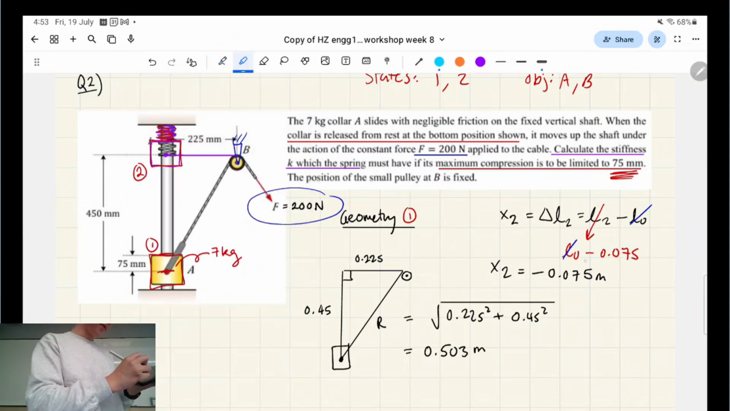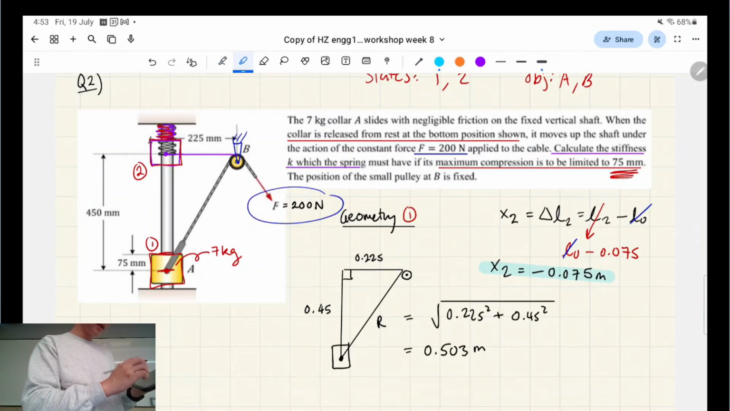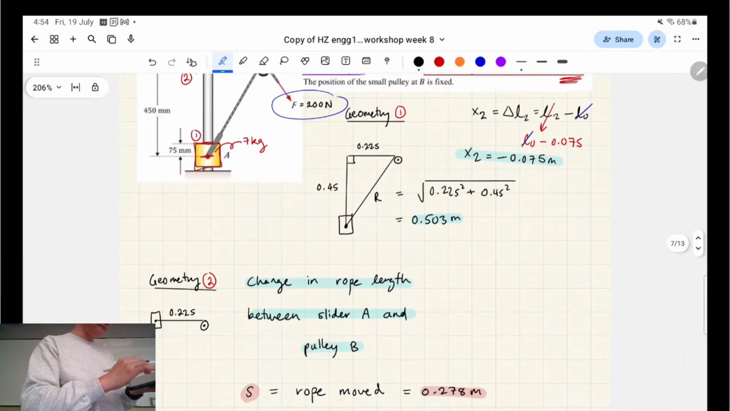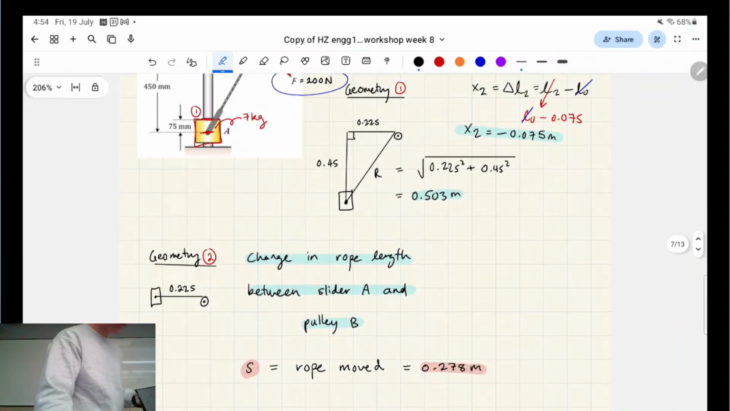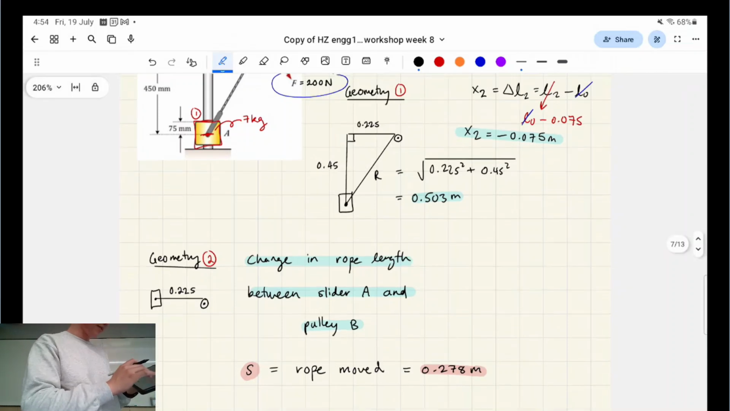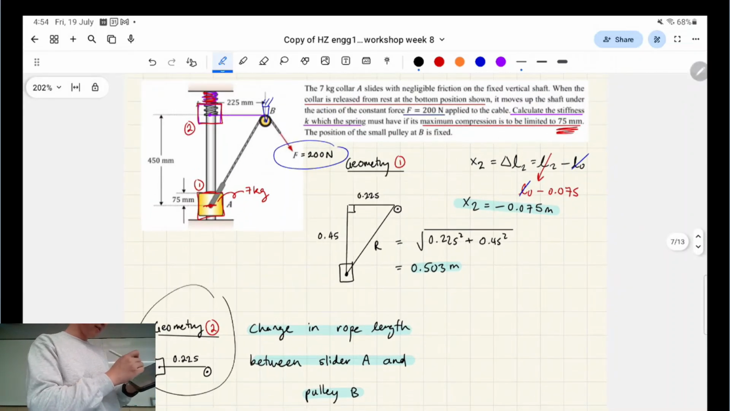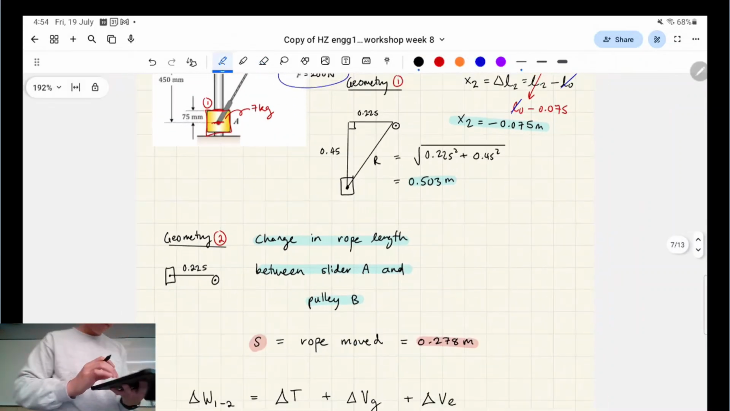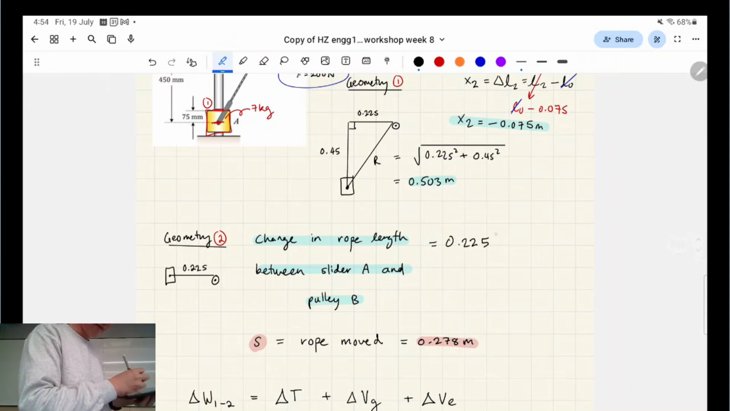So now we've sorted that for the spring part, and we've sorted one part of our displacement component for the work part, right? Okay, so the change in rope length between slider A and the pulley B. So this will be the final state, where we've pulled the rope the whole way, and our slider's gone to the top, and we have that rope up, right? So that's what geometry 2 represents. So that's equal to 0.225. Sorry.